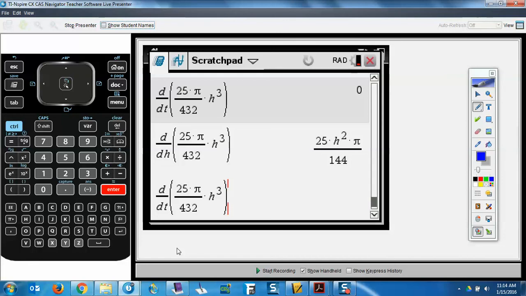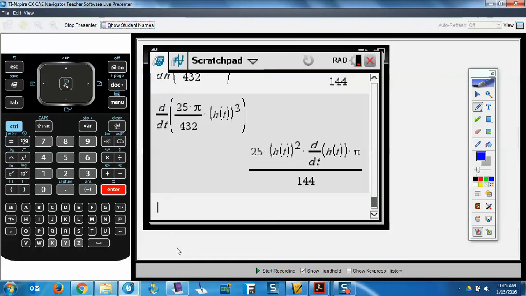So if you went in here and arrow over to the h, and then put parentheses t, and then put a right parenthesis, now I'm telling it that h is actually a variable. Now hit enter. And now it does the derivative. And then see this dh dt right here? That's the h prime. So it actually did it there.